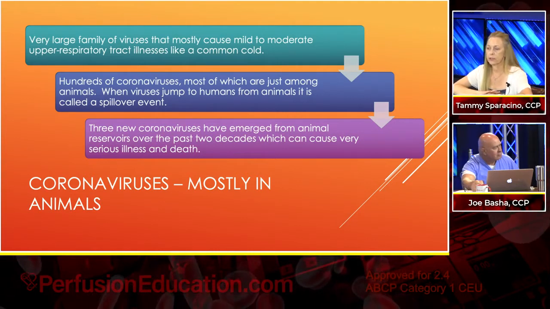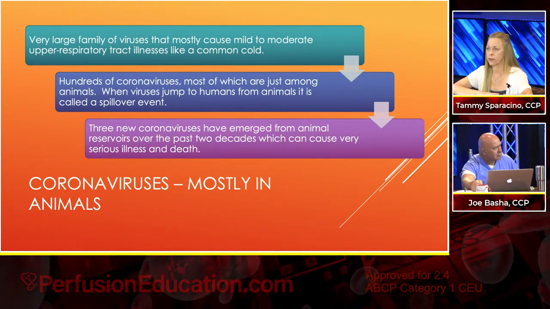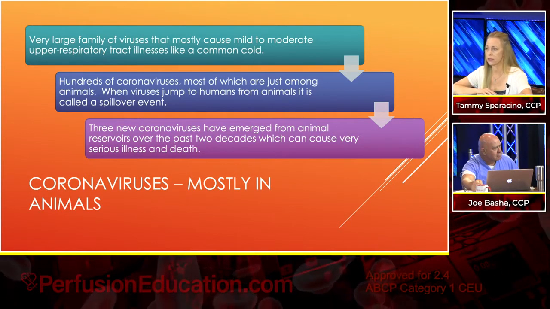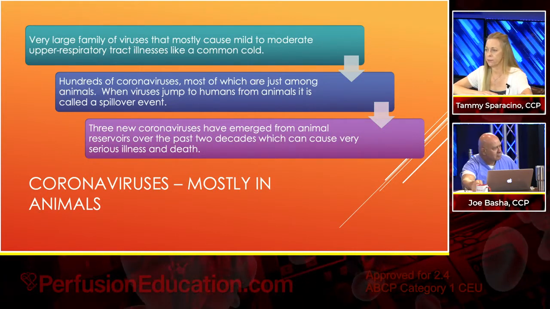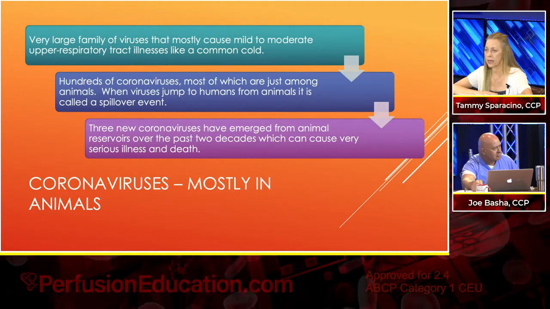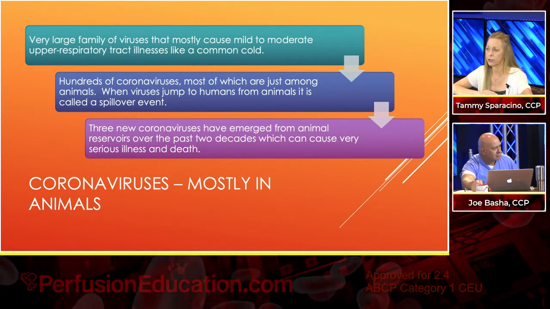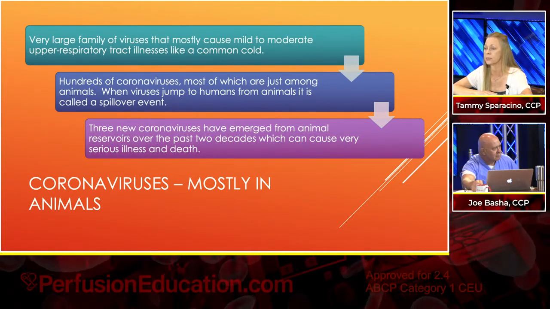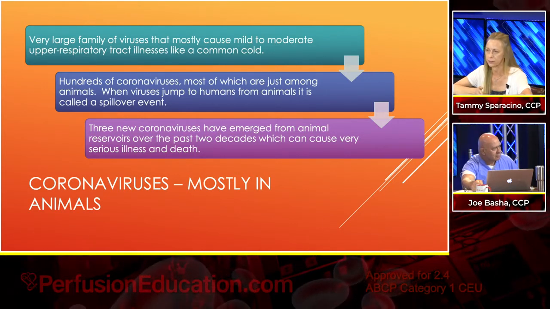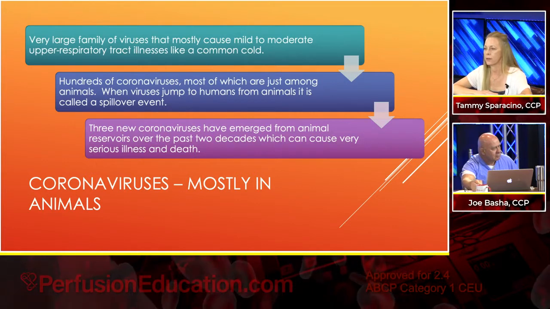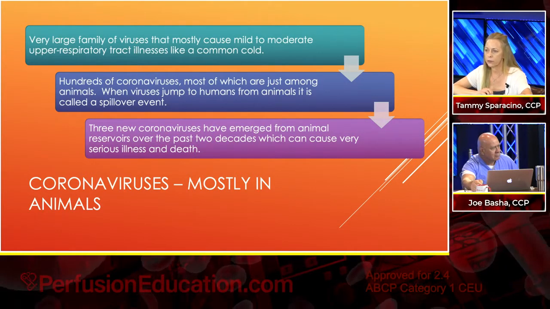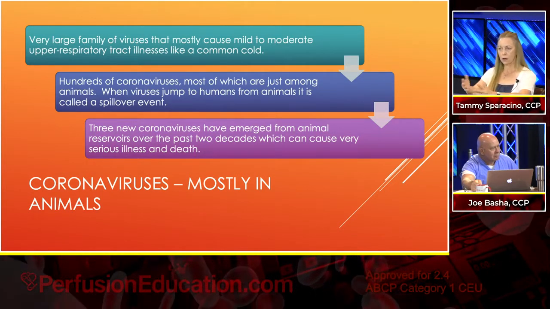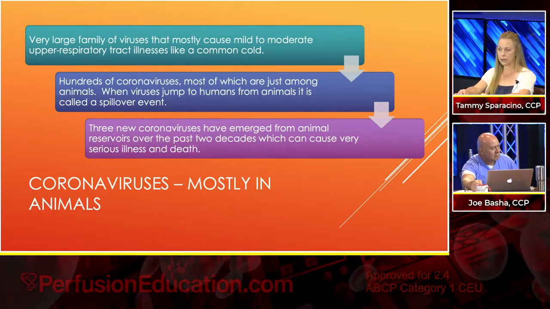So what are the coronaviruses, generally speaking? It's a very large family of viruses that mostly cause mild to moderate upper respiratory infections if they do infect humans. There's literally hundreds of them. Most of them just stay among animals, and anytime the virus is able to jump from an animal to a human, it's called a spillover event. So that's what's happened with COVID-19, and that's what's happened with the other 2 that were of concern in the last couple of decades. So the 3 new coronaviruses that have emerged from animal reservoirs over the past 2 decades are the ones that cause really serious illness and even death.